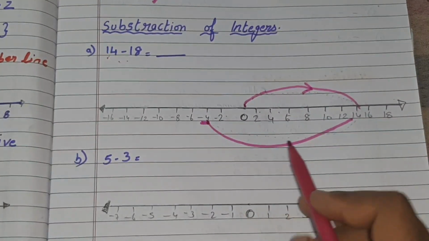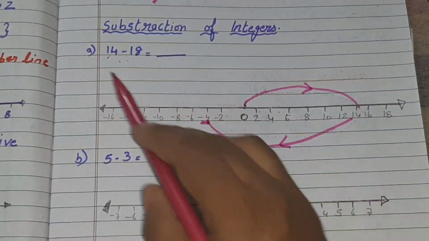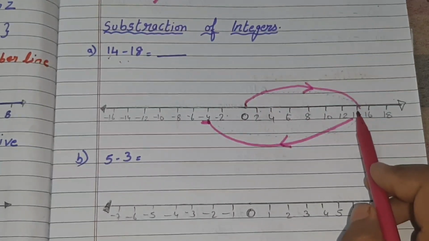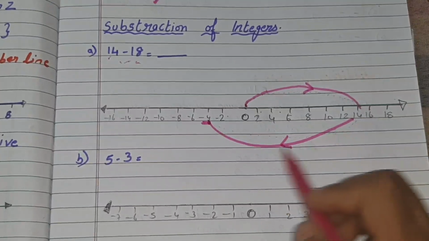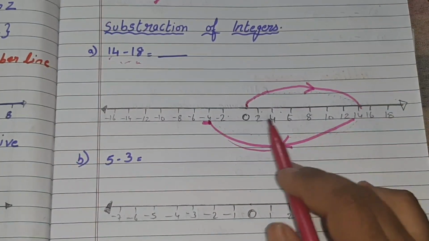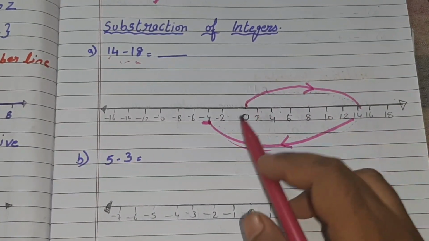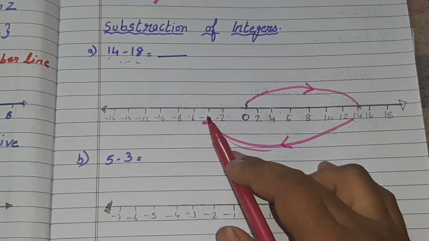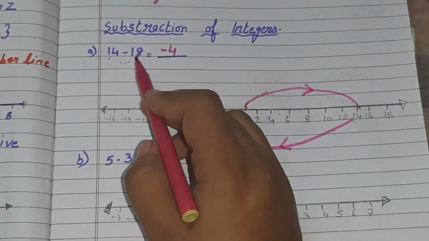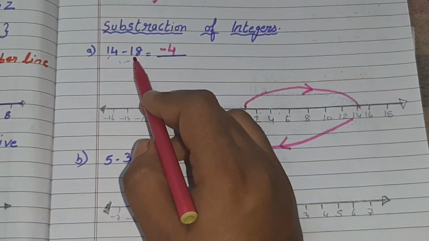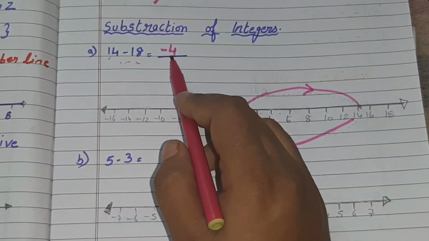Okay, minus 4. It means when we do the subtraction, we first move from the positive side, then minus 18, which is the greater number, 18. So we have to deduct it. Minus 18 we are taking in a gap of 2. So you count from here: 2, 4, 6, 8, 10, 12, 14, 16 and 18. So here we get minus 4. As I told you, whichever number is greater, that sign only we will take. So we are getting minus 4.